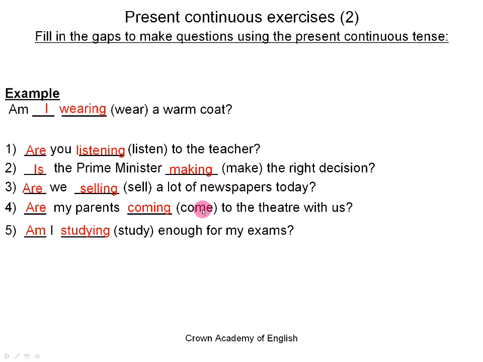Another example would be the verb to make. We can see another verb here also ends in a letter E, so we delete the letter E and then we add ing. And the others are all regular. Study, studying, sell, selling, listen, listening, and wear, wearing. So you can see most of the time it is very simple. You just add ing, but there are just a few exceptions, like the verbs ending in E, for example. There are other exceptions as well.